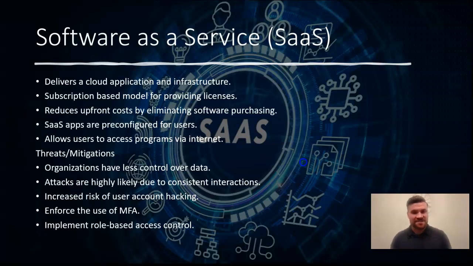The first service is software as a service. This delivers a cloud application and infrastructure to the user. It is a subscription based model for providing software licensing. It reduces upfront costs by eliminating the need to purchase software. Businesses that use this do not have to purchase and install software. It's as easy as accessing the program via the internet. And software as a service provides applications that are pre-configured for users. So the beauty of that is users can plug and play and they can go right to work.